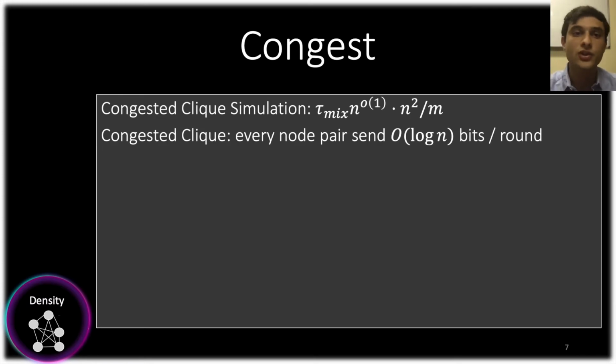Finally, in the Congest, we show how to simulate the congested clique model. This model is much stronger. In the congested clique, every two nodes can send a single message between them every single round.